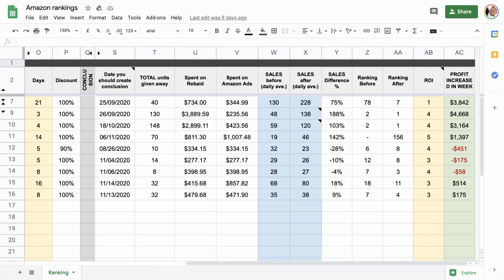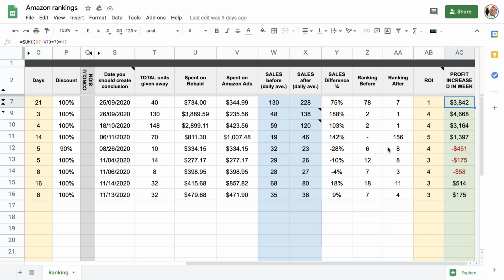And if you guys don't believe that ranking works on Amazon, then let me show you this chart. This is the last few months of rankings, and basically you see here I gave away two units every day for 100% free, for 21 days, and I went from ranking 78 to ranking number 7. Increased profit per week $3,000.